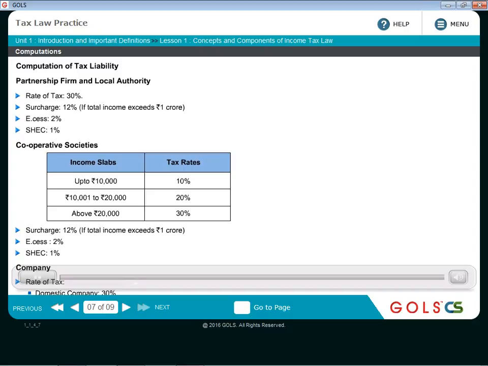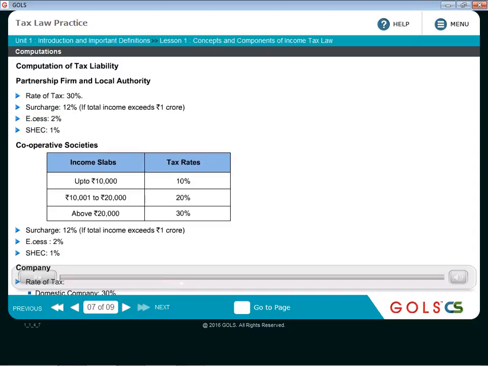But remember, the firm is also subject to surcharge if the total income of the firm exceeds rupees 1 crore. The same is the case with a local authority. If their income exceeds 1 crore, then surcharge is applicable at the rate of 12%. So if the income exceeds 1 crore, then first you will apply 30% tax, then 12% surcharge, and finally 3% education cess.